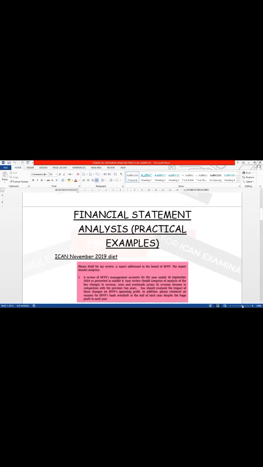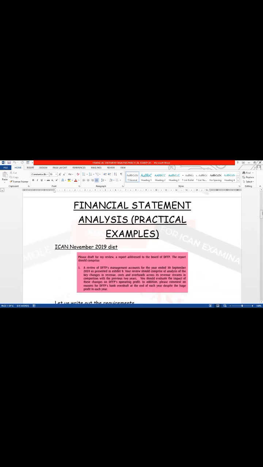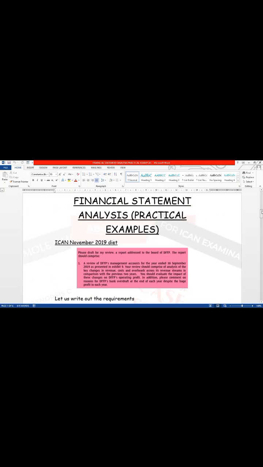So today, in our previous class, we looked at the November 2019 diet, right? November 2019 diet was the example that we used to explain. So let's do a practical example. Let's now prepare a full financial statement analysis, how it looks, the structure of how it looks, using the November 2019 diet, which was what I used to explain in the previous class, right? So I brought back the requirements here.